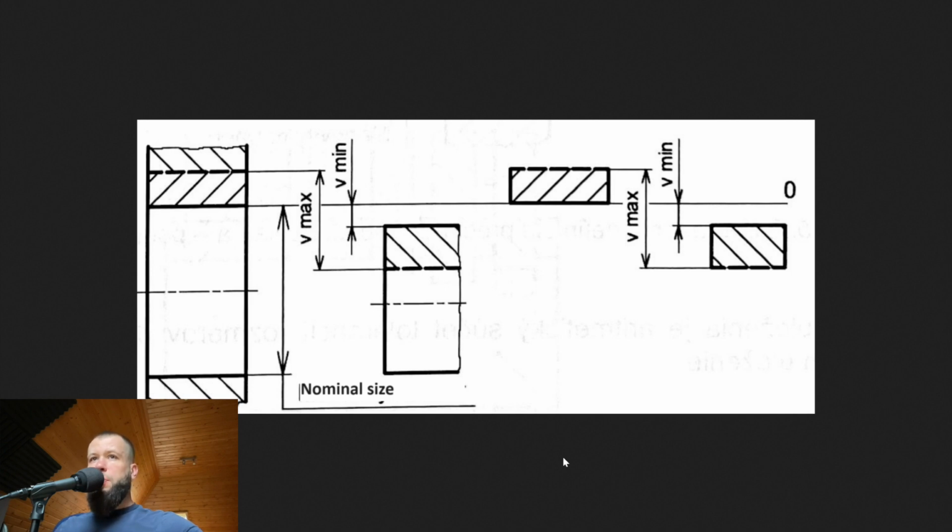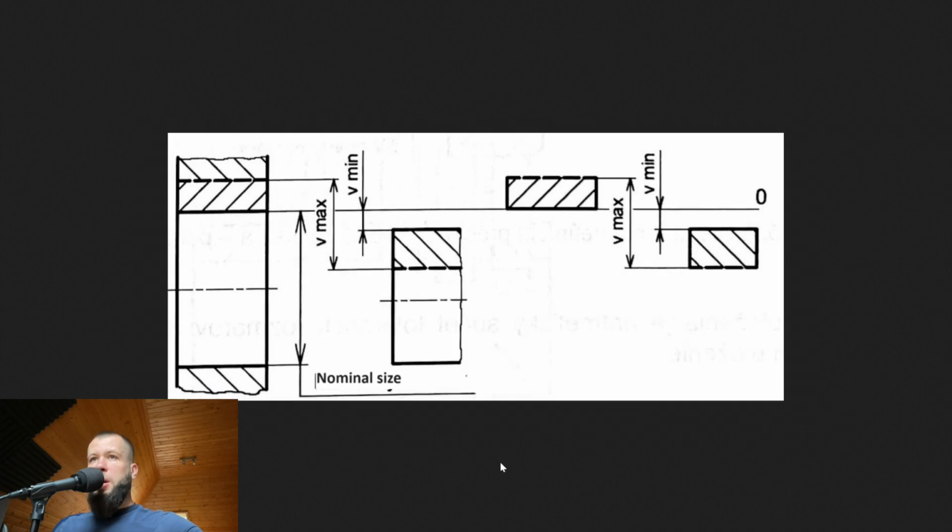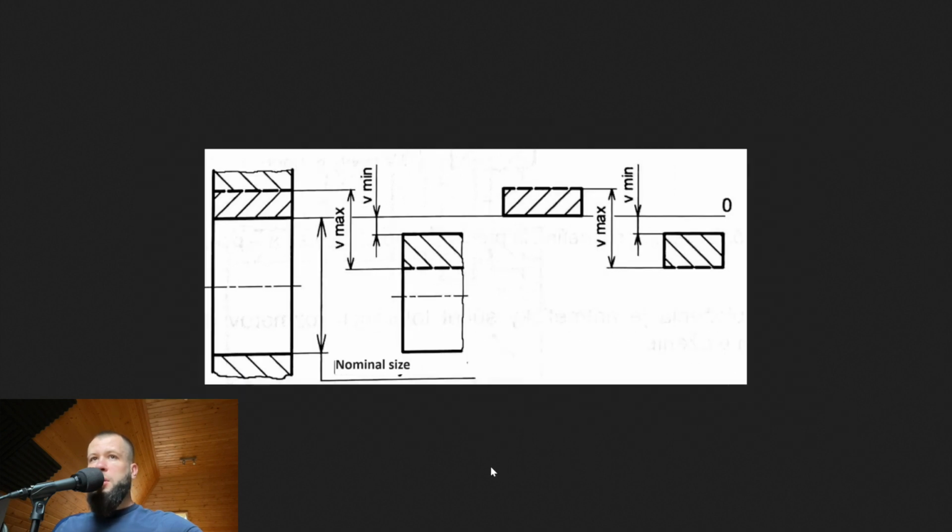Clearance is the dimension between the hull dimension and the shaft dimension when the shaft diameter is smaller than the hull diameter. The minimum clearance is the difference between the lower limit dimension of the hull and the upper limit dimension of the shaft. The maximum clearance is the difference between the upper limit dimension of the hull and the lower limit dimension of the shaft.